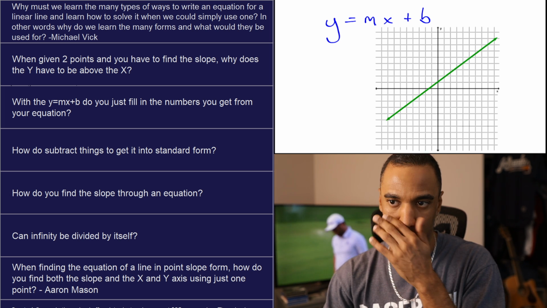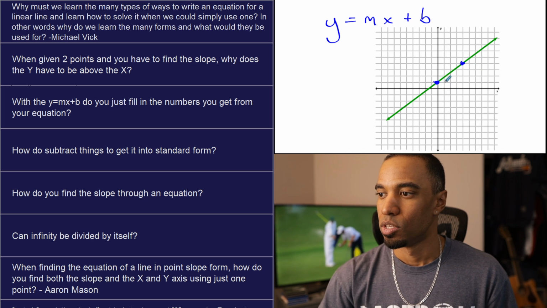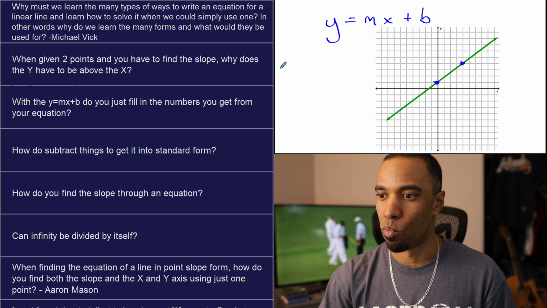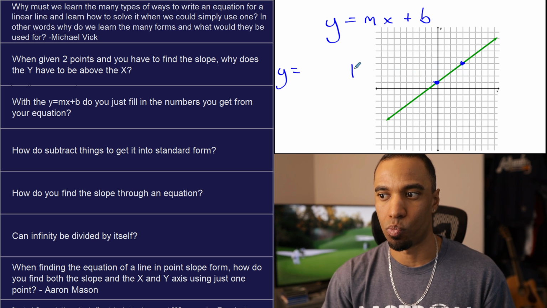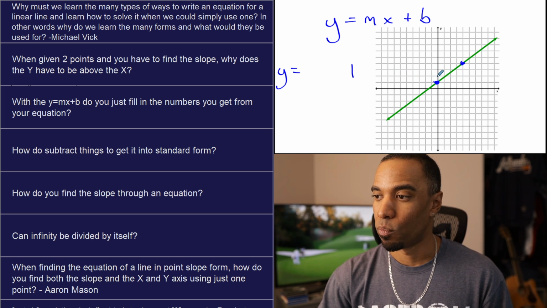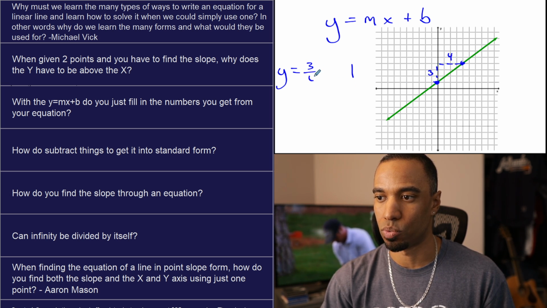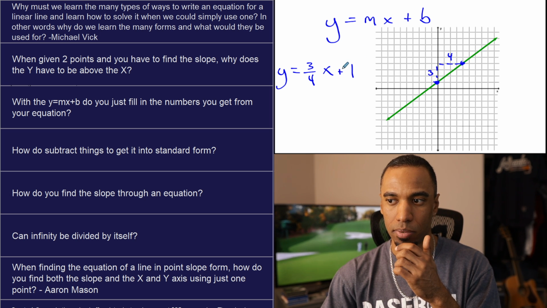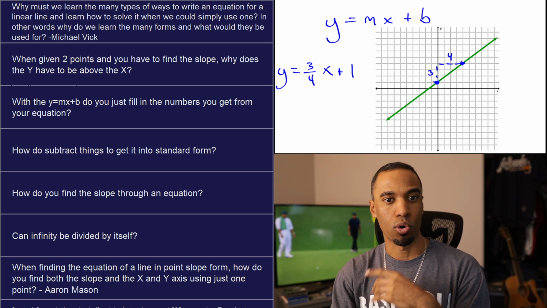So let's say I have this line right here. Not perfectly put, but let's say we know this point and we know this point right here. So that is a y-intercept of positive 1. So when I know my y-intercept is 1, I'm going to put it in there. And when I have a slope, I'm rising 3 and running 4 right here. Then I know my slope is 3/4. So I'm putting my numbers in. What was the question? Fill in the numbers you get from your line.